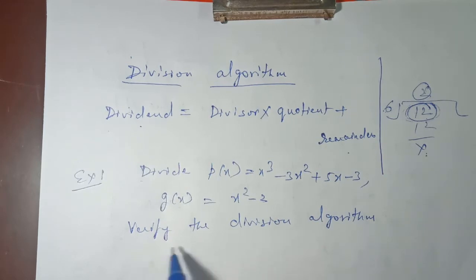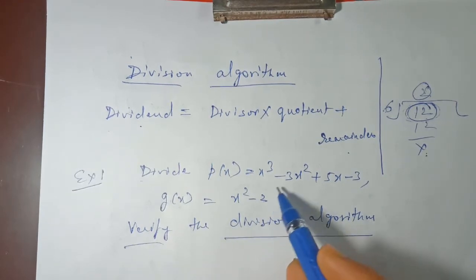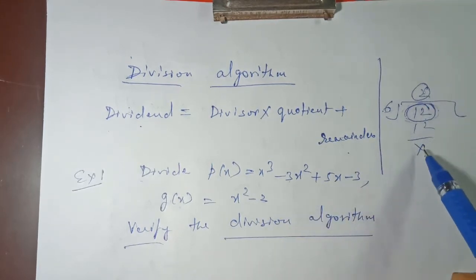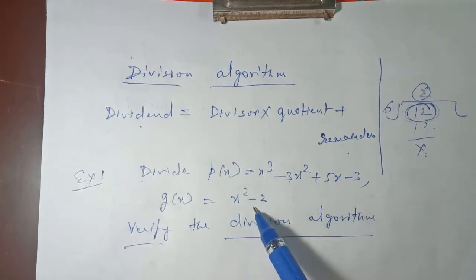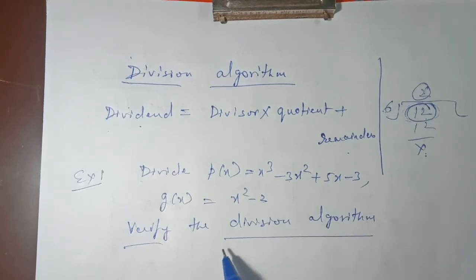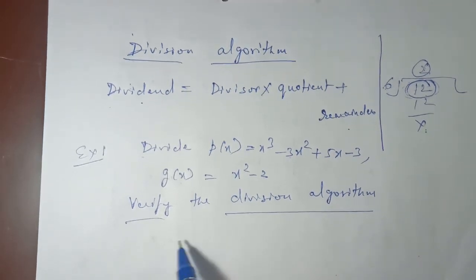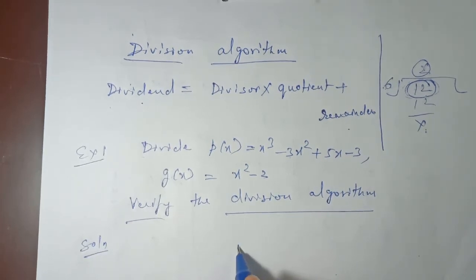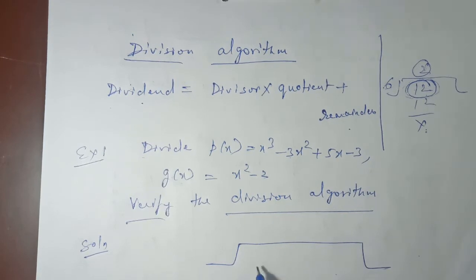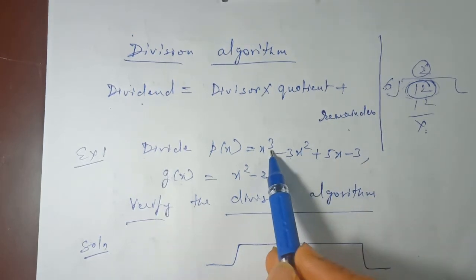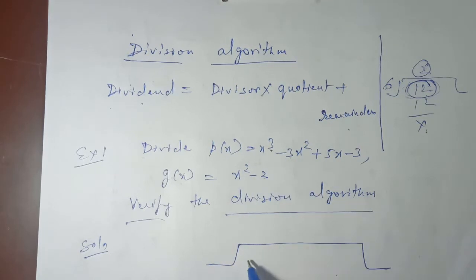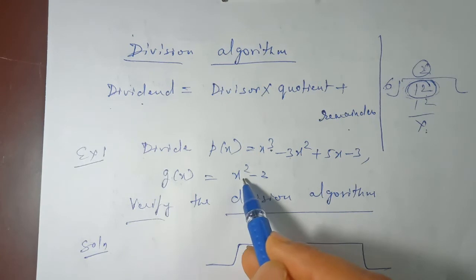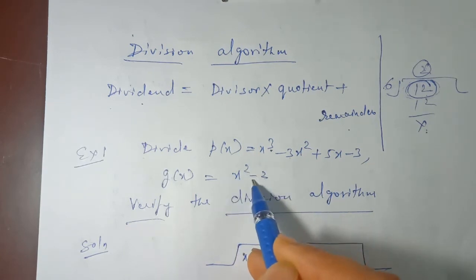So for verifying the division algorithm, first of all we have to divide it, we have to find the quotient and remainder. Dividend and divisor we already have, and on the basis of it only we can verify the division algorithm. So let us first divide. Whenever we have to divide any polynomial by another polynomial, the degree of the polynomial which is to be divided must be either equal or greater than the degree of the polynomial by which it is to be divided.